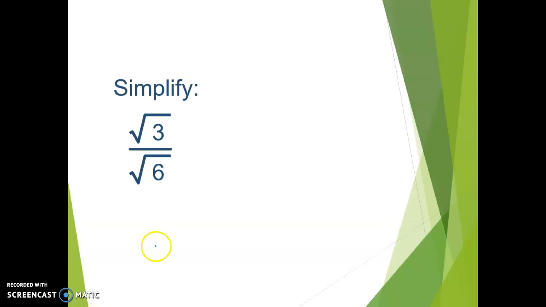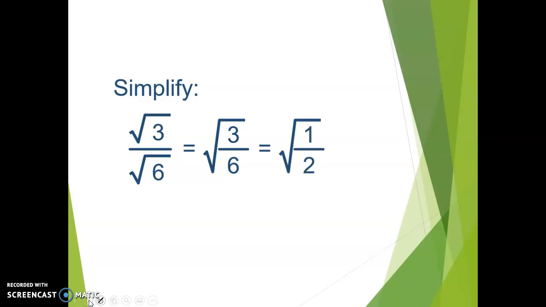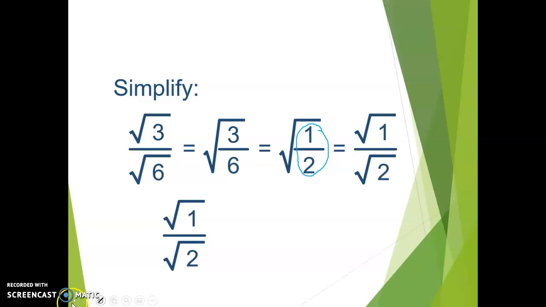All right, let's take a look at this one. Square root of 3 divided by the square root of 6. Now, if I write this as one radicand, I would have 3 divided by 6, and I know that can be simplified. So let's do that first. Let's rewrite that as 3 over 6, which simplifies to 1/2. Now, this is not the simplest answer because I still have a fraction as my radicand. So I'm going to break it back apart into the square root of 1 over the square root of 2. Again, this is still not the simplest form because I have a radical in the denominator.